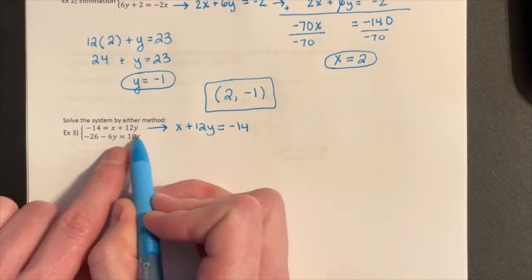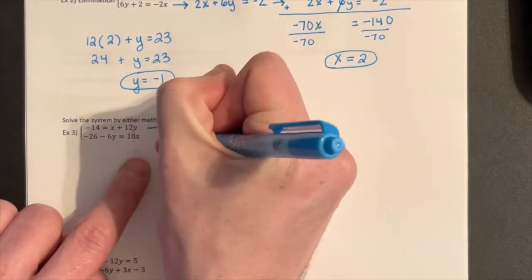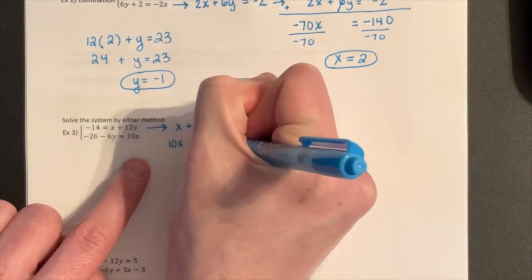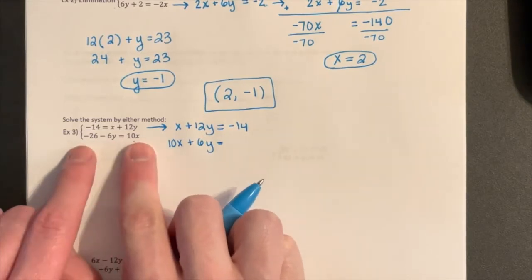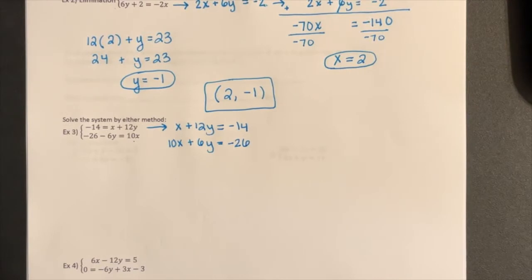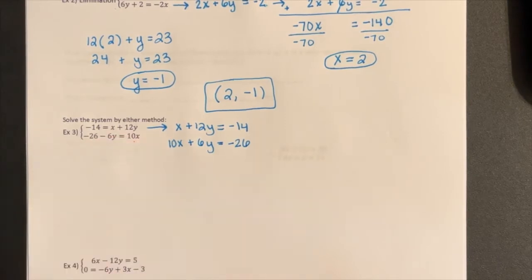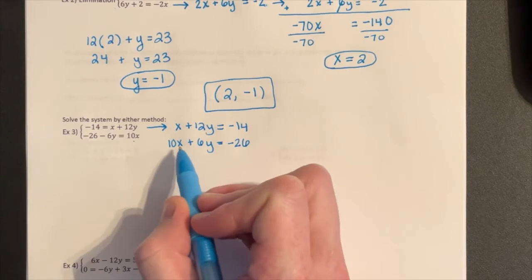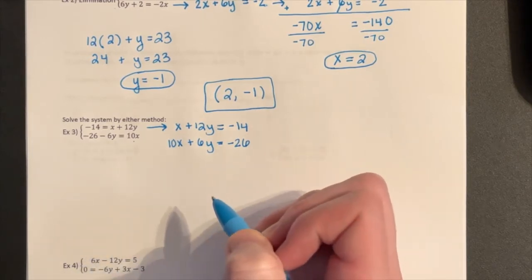But the other one, we've got a 10x on this side. Let's move the 6y to the right. So that means I'd have 10x plus 6y equals, if I move the 6y over, then I still have the negative 26 over there. So that's one way to rearrange this. You could have solved this using substitution if you wanted to solve for x and then substitute in. Either way is fine. But if I use elimination, we need to eliminate one of the variables.